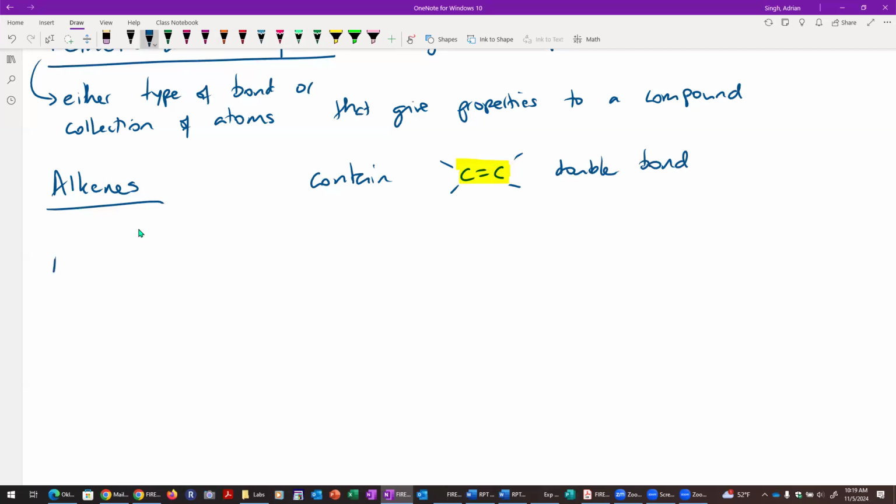We've also seen the alkynes. The alkynes contain the carbon to carbon triple bond. So if you see that triple bond in a structure, right away you know that it belongs to the alkyne family and it will undergo similar reactions, have similar properties like other alkynes do.